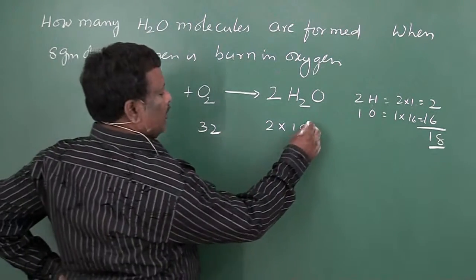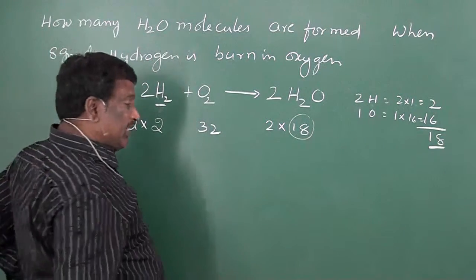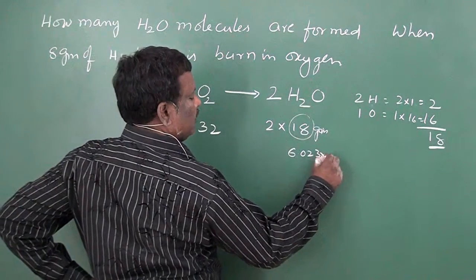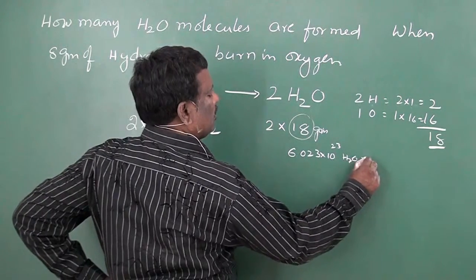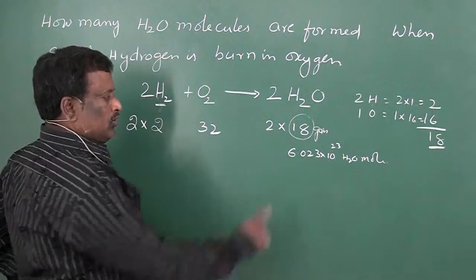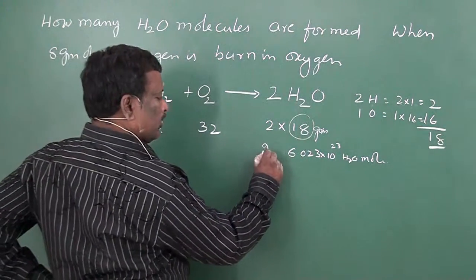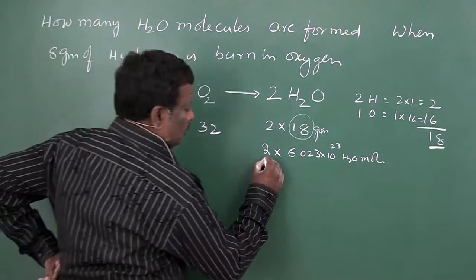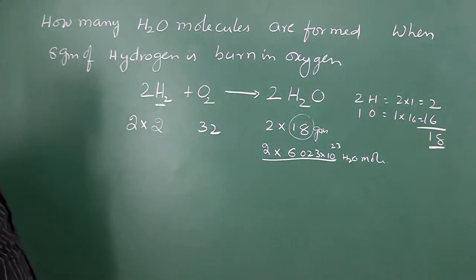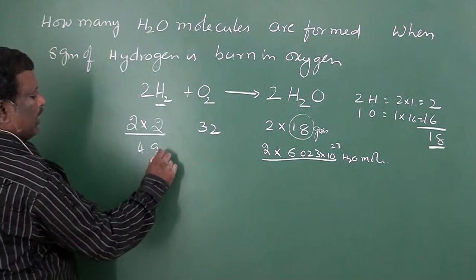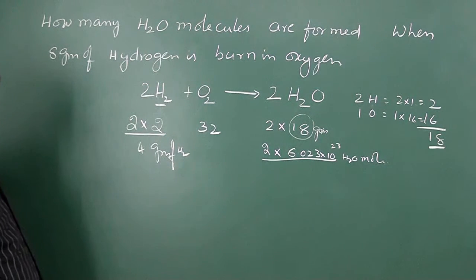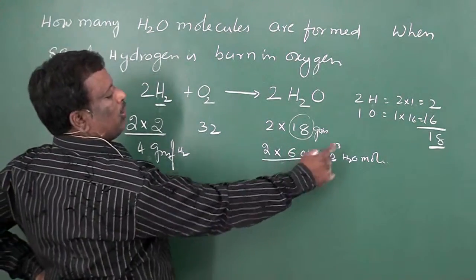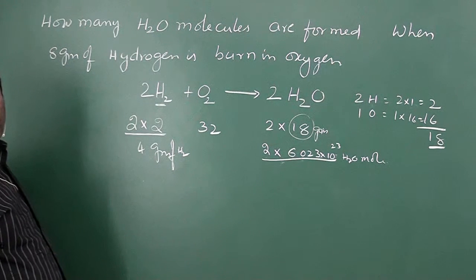Now here 18 is the molecular weight of water. So 18 grams of water, H2O, contains 6.023 into 10 to the power 23 H2O molecules. So such two 18s are there. So you have 2 into 6.023 into 10 to the power 23 H2O molecules. So these 2 into 6.023 into 10 to the power 23 H2O molecules are formed from 2 into 2, that is 4 grams of H2. So 4 grams of H2 on complete burning gives 2 into 6.023 into 10 to the power 23 H2O molecules.